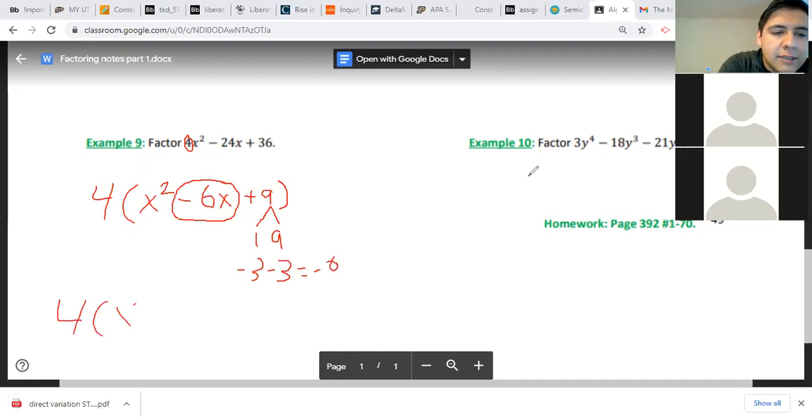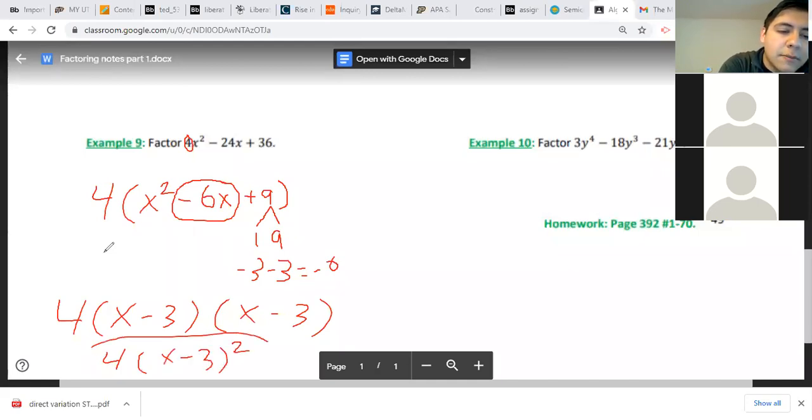So we're going to have x minus 3, x minus 3, which is one way of writing it. But since we have two of the same things, x minus 3 and x minus 3, we can rewrite it another way. We can say x minus 3 squared, and that's our answer. This is the exact same thing.